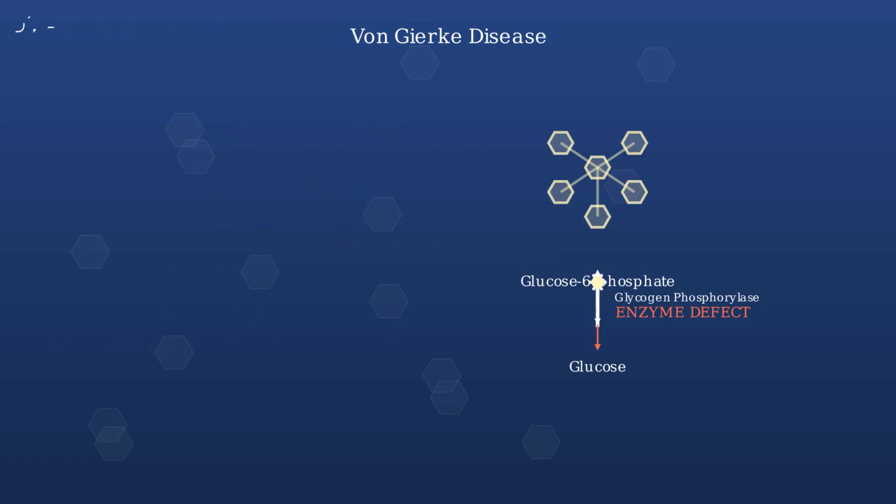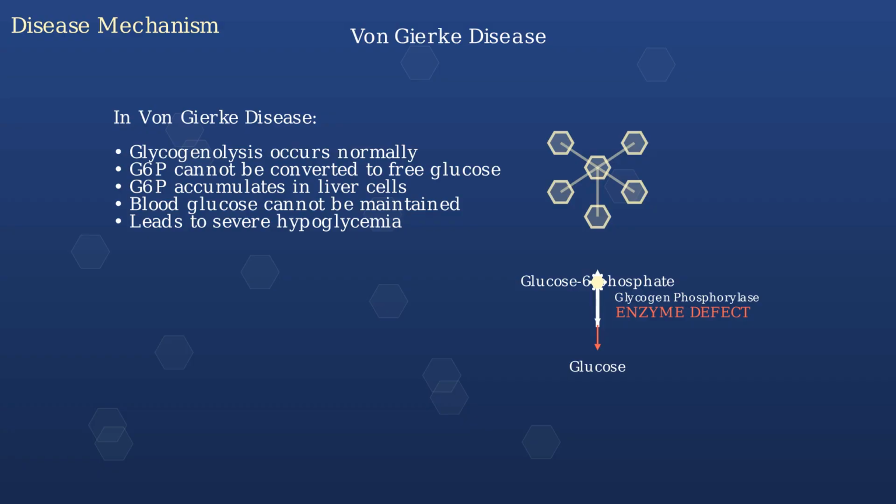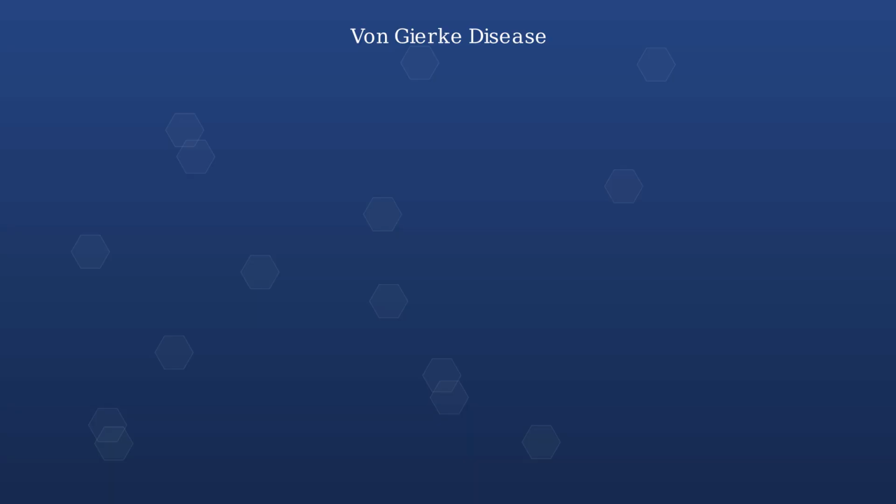Let's understand the mechanism. Since glucose 6-phosphate cannot be converted to glucose, the liver cannot release glucose into the bloodstream during fasting. This leads to severe hypoglycemia, as the body cannot maintain blood glucose levels during fasting periods, even though glycogen is abundant in the liver. Secondary metabolic consequences include lactic acidosis from increased glycolysis, hyperuricemia, and hyperlipidemia.